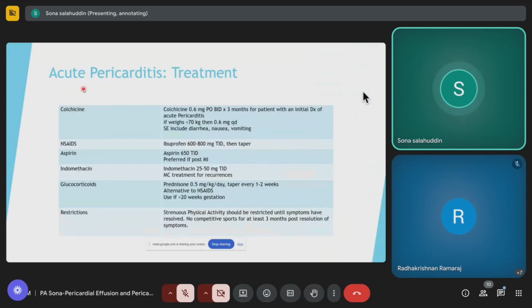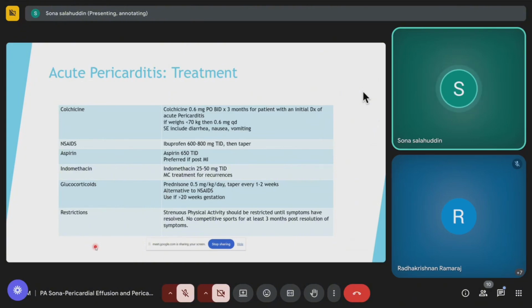And this just has the doses, some side effects of colchicine to let the patient know about: diarrhea, nausea, vomiting. Again, NSAIDs, ibuprofen, 600 to 800, 3 times a day, then taper. Aspirin, 650, 3 times a day, and it's preferred over other NSAIDs if it's post-MI. Indomethacin is most common for recurrent pericarditis. And then prednisone as well is an alternative to NSAIDs and can be used in pregnant patients if they are over 20 weeks pregnant.